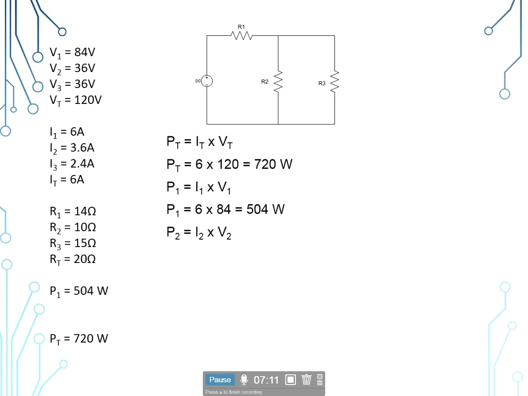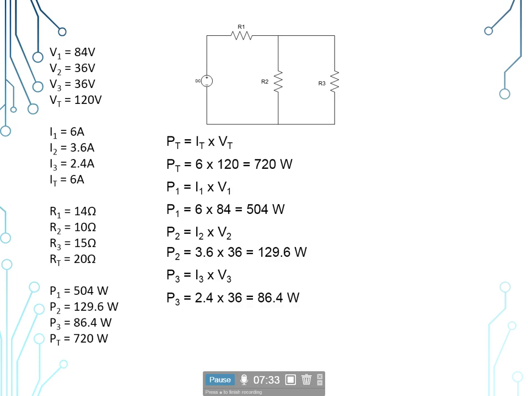P sub 2 is equal to I sub 2 times V sub 2. I sub 2 is 3.6 amps times 36 volts, leaving us with 129.6 watts. P sub 3 is equal to I sub 3 times V sub 3. I sub 3 is the 2.4 amps times the 36 volts of V sub 3, giving us 86.4 watts dissipated at the third load.